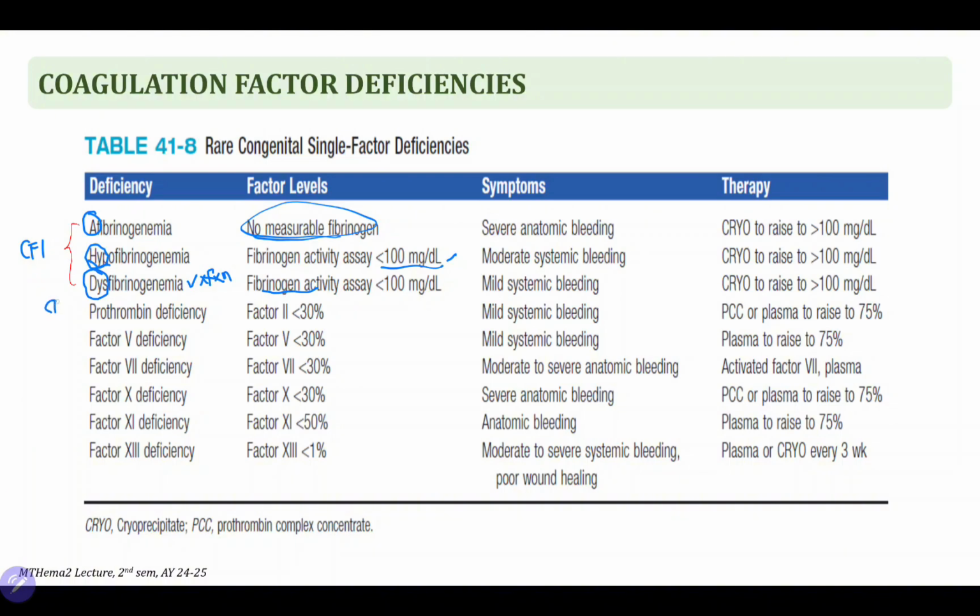Okay, next, prothrombin deficiency. This is coagulation factor 2. And then factor 5, si Owren's disease. Factor 7 deficiency. This is associated with extrinsic pathway. Your factor 10, si Stuart-Prower deficiency. Your 11, si hemophilia C. Hemo C. And then factor 13 deficiency, also known as FSF deficiency or your fibrin stabilizing factor deficiency.